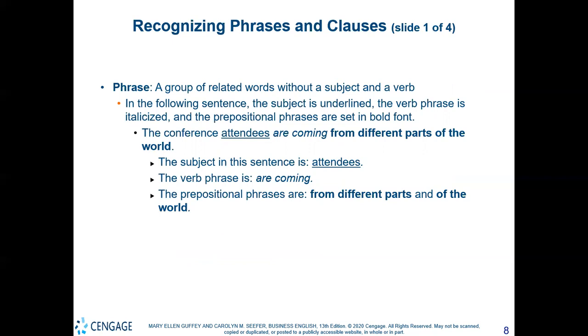Phrase. A group of related words without a subject and a verb. In the following sentence, the subject is underlined, the verb phrase is italicized, and the prepositional phrases are set in bold font. The conference attendees are coming from different parts of the world. The subject in the sentence is attendees. The verb phrase is are coming. The prepositional phrases are from different parts and of the world.